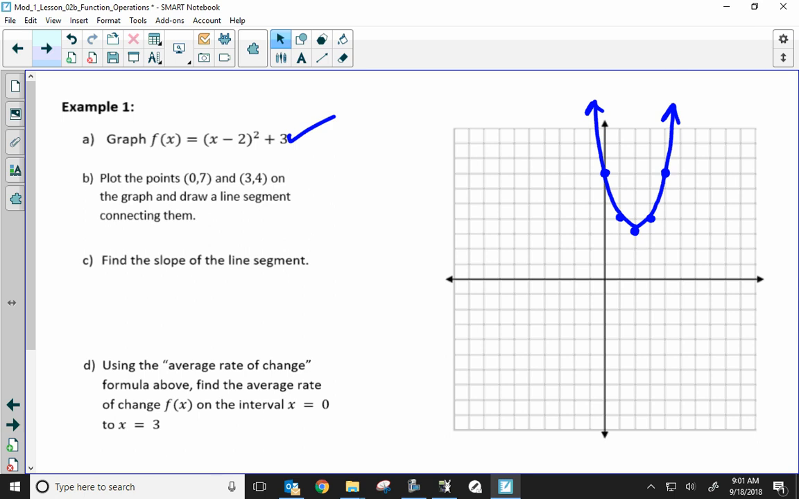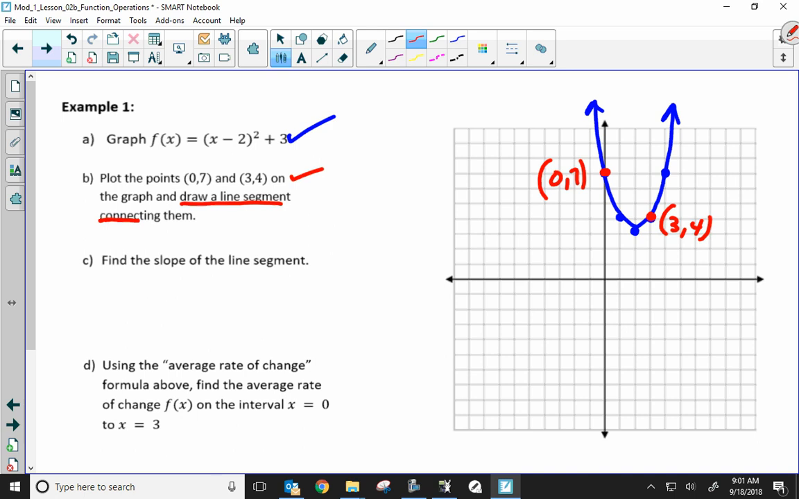All right. Next, it wants us to plot the points (0, 7) and (3, 4). (0, 7) happens to be right here on that point. Okay. And (3, 4) happens to be right here on this point. All right. We drew these. Now they want us to draw a line segment connecting them. So I'm going to, line segment would look like this. Now find the slope of this line segment we just drew.